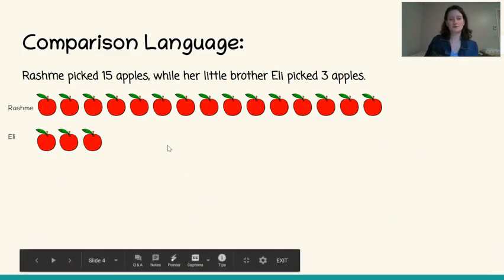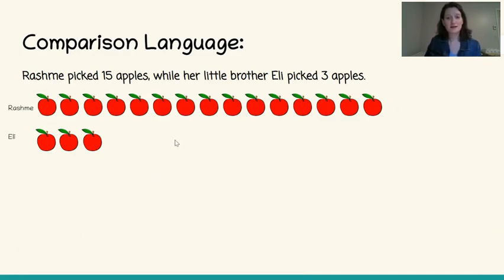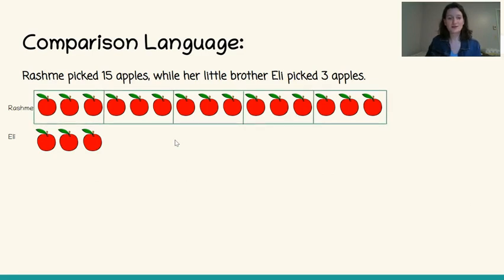So if we're looking at this problem just with the apples, now we can talk about how to use comparison bars to help us figure this out. You can see I've just drawn a bar around the apples for Rashmi and for Eli. Eli has 3 apples, so I have split Rashmi's apples into groups of 3, because whenever we use comparison bars, we always split the largest amount into groups that the smallest amount has. So Eli has 3, so we're going to split Rashmi's apples into 3. And comparison bars would look like this.